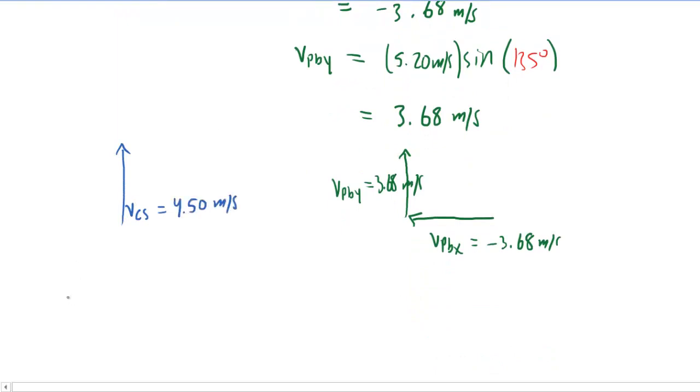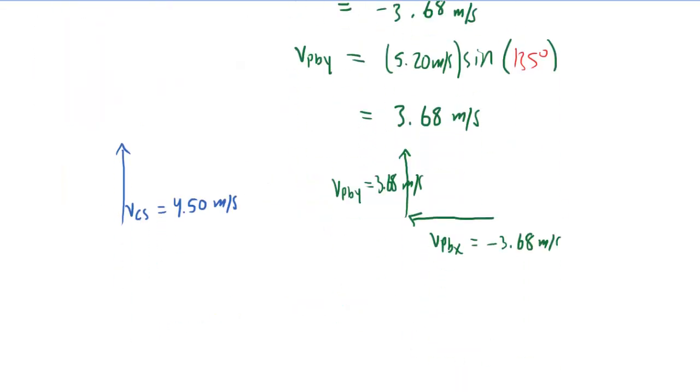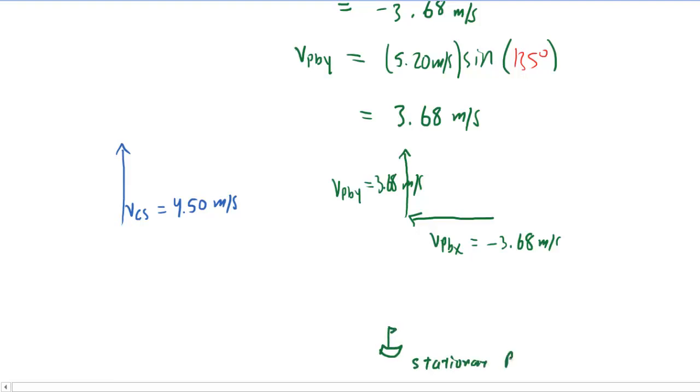Now, let's get the relative velocity. Remember, that's what the question actually wanted. If we go back and take a peek at it, it wants the velocity of the cruise ship relative to the patrol boat. So this phrase, relative to the patrol boat, is important. You want to perhaps imagine that the patrol boat is actually stationary. So try to imagine a stationary patrol boat.